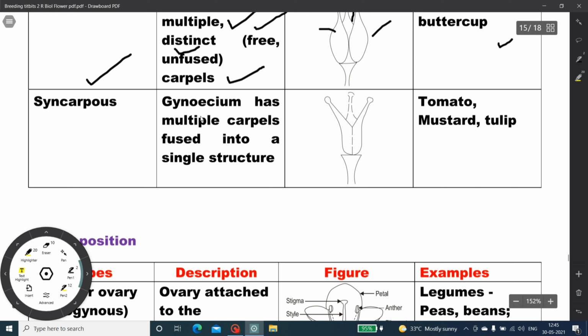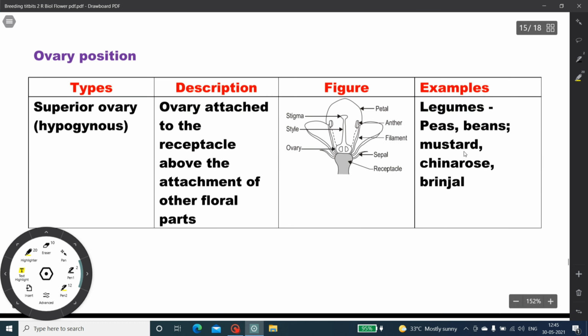Syncarpous, the gynoecium has multiple carpels but fused into a single structure. It is not individual, it is fused. Examples: tomato, mustard and tulip.